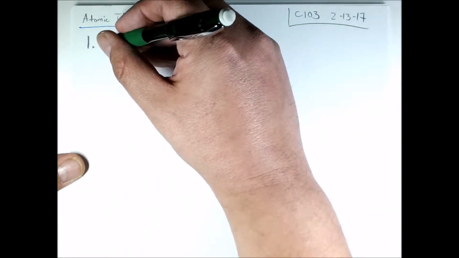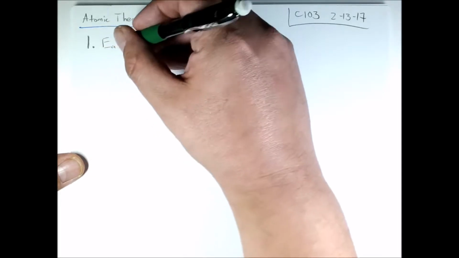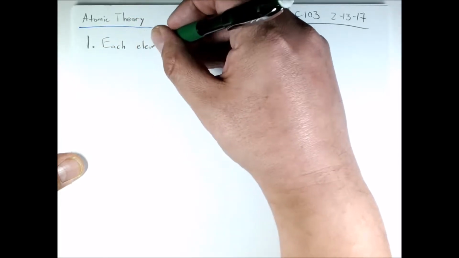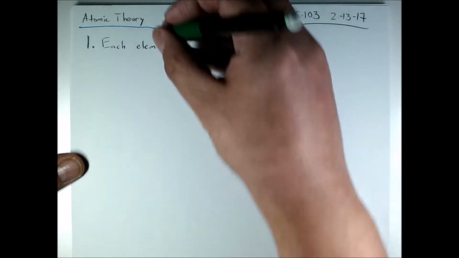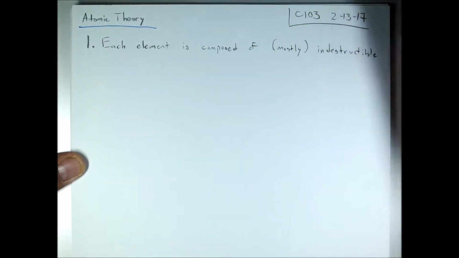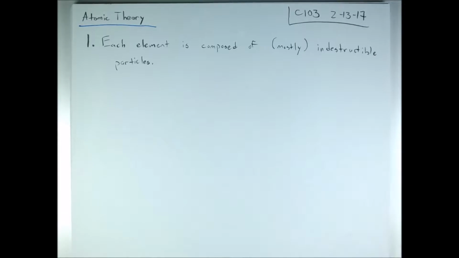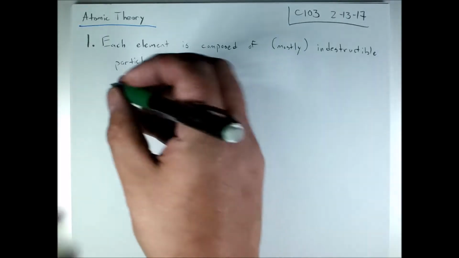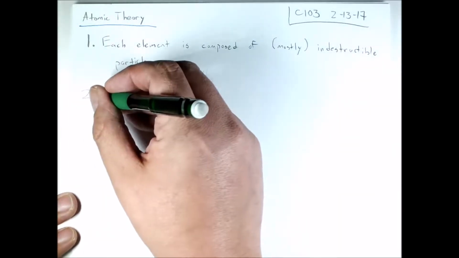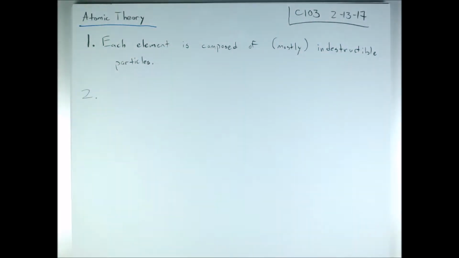All right, the first rule here is that each element is composed of mostly indestructible particles. I added the word mostly in there because we do know that we can break apart atoms with atomic chemistry, radiochemistry, things of that nature. We're not going to be exploring that at all in this course. So just in this course, think of an atom being as small as possible. Small, indestructible particles that are extremely small.